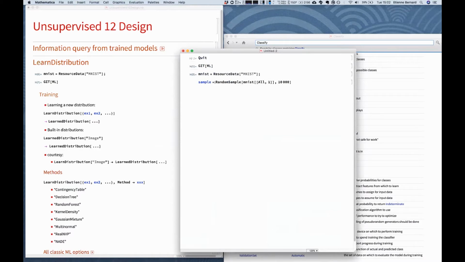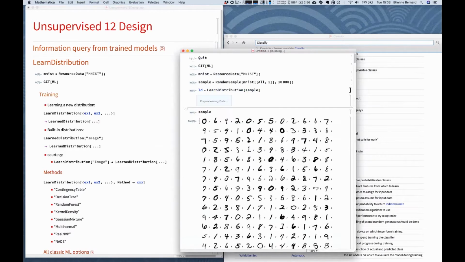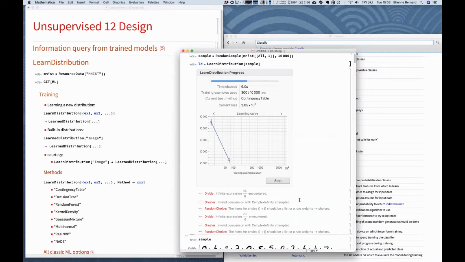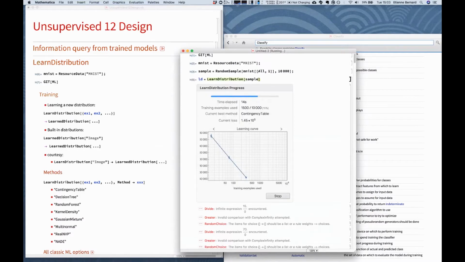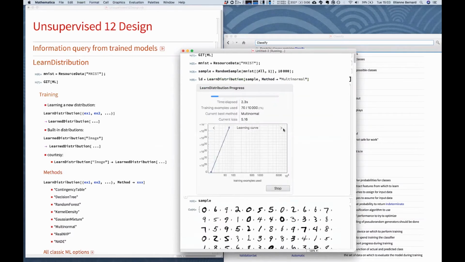Sample, and I remove the tag. Yep. And if I do a learn distribution on the sample, I hope it is the right version. Oh dear, what's going on? Okay, maybe this branch wasn't so great after all. Well, let's see what happens. You can see the learning curve going on. You know what? Let me just use the multi-normal. I think it's because it's trying a bunch of methods, but not necessarily the best. So I'm going to just say use a multi-normal, and it will still optimize some hyperparameters.